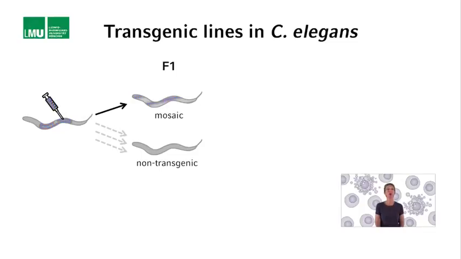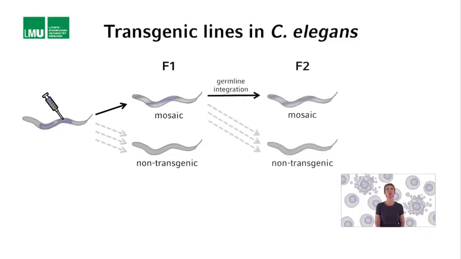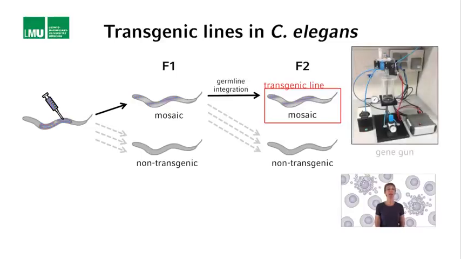The animals are therefore mosaic. Furthermore, only a few transgenic F1 animals will carry the extrachromosomal array in their germline and will therefore pass on the extrachromosomal array to some of their progeny. Those clones that do are referred to as transgenic line. I should mention that nowadays there are other ways to make transgenic C. elegans. Low copy arrays, for example, can be generated by bombarding C. elegans with a gene gun, and targeted single copy integration into the genome can be done using a transposon-based method.